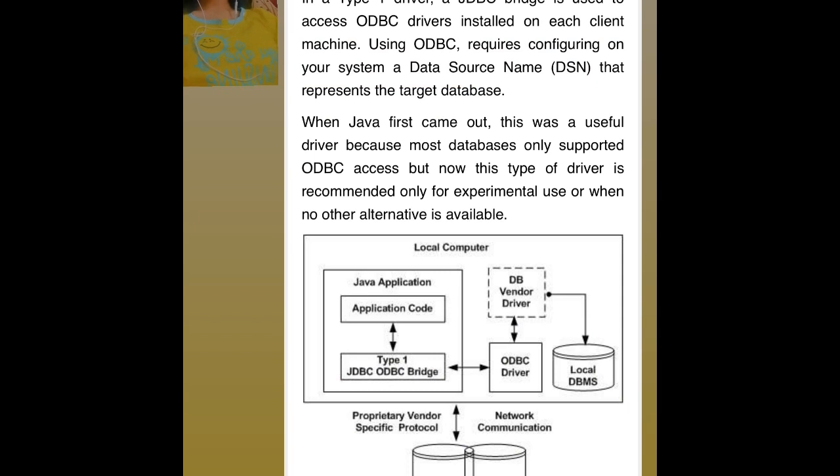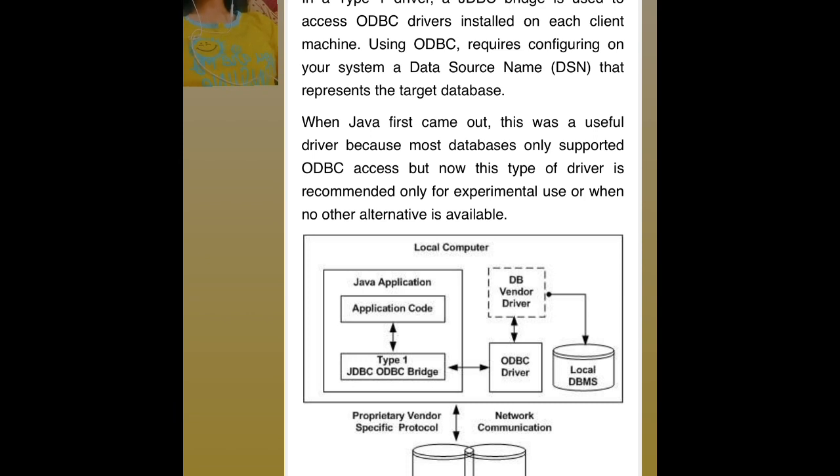Type 1: JDBC-ODBC bridge driver. In a Type 1 driver, a JDBC bridge is used to access ODBC drivers installed on each client machine. Using ODBC requires configuring on your system a data source name that represents the target database.